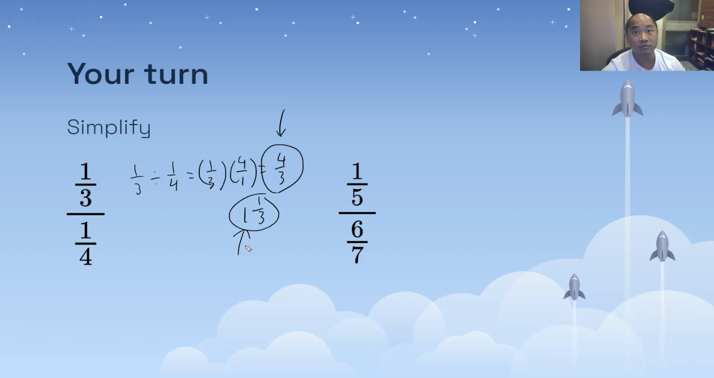All right, your turn number 2. So 1/5 divided by 6/7 is 1/5 times 7/6. That's 7/30. We cannot simplify that. So that's it. 4/3, 7/30.